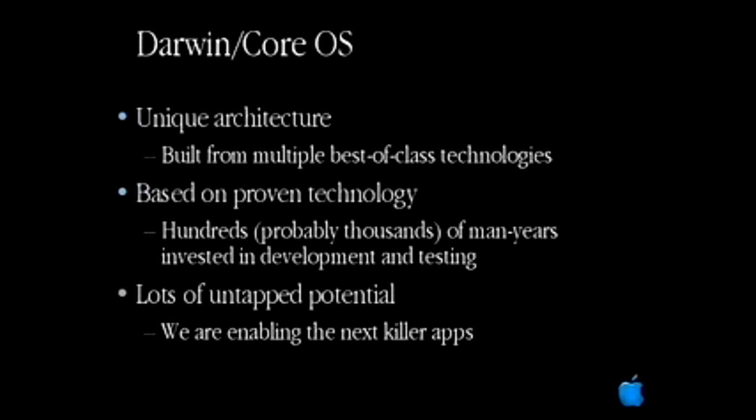For example, we use Mach, we use the BSD cores. There's a number of other pieces of technology that we've gathered together to build the core operating system. It's also based on proven technology. A lot of this stuff has had literally thousands of man-years of investment in development and testing. So this isn't just stuff we came up with overnight. There's been enormous amounts of mileage on this technology.